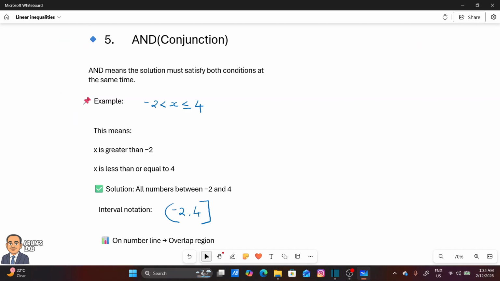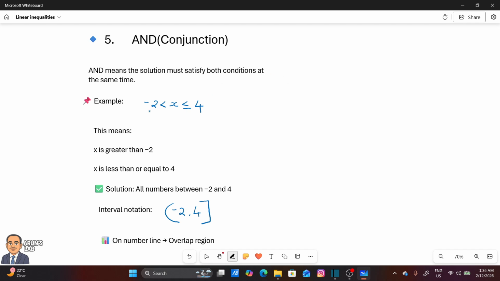Okay, the next topic is the and conjunction. We are going to see in detail how to combine compound inequalities using an and. And means the solution must satisfy both conditions at the same time. That means if there are two separate inequality equations combined using an and operation, we need to find only the values of x which satisfy both inequalities at the same time. I will explain it on a number line.